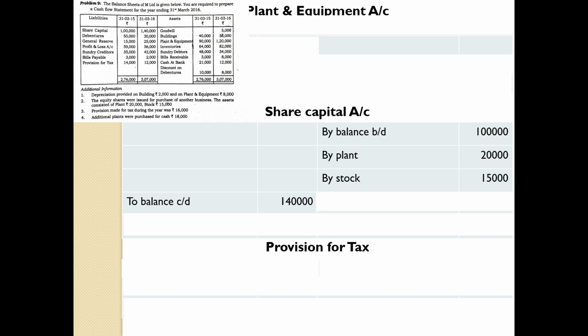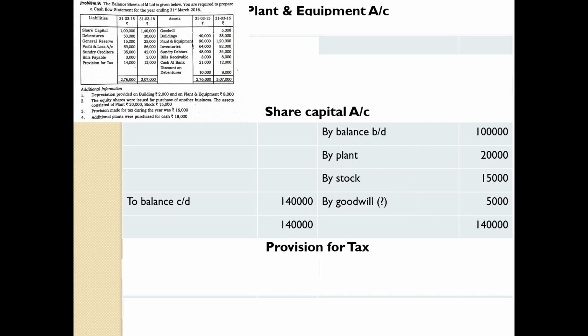So let us take the totals. You can see that there is a difference of a certain amount on the right hand side of the share capital. So it can be considered as goodwill. We already dealt with that adjustment just now.